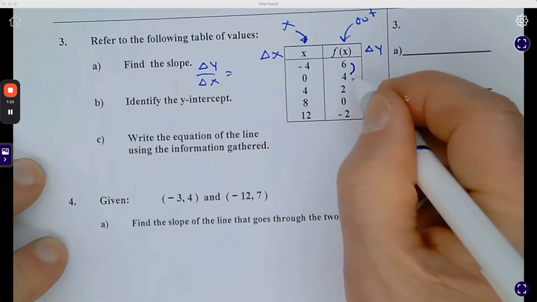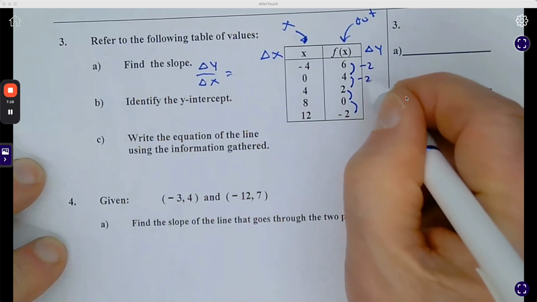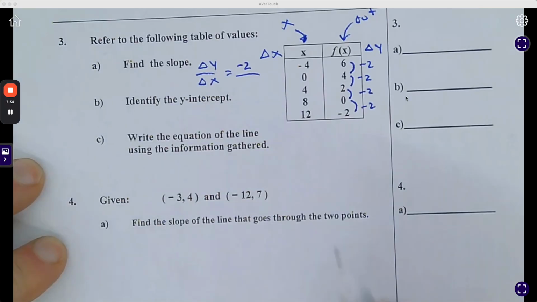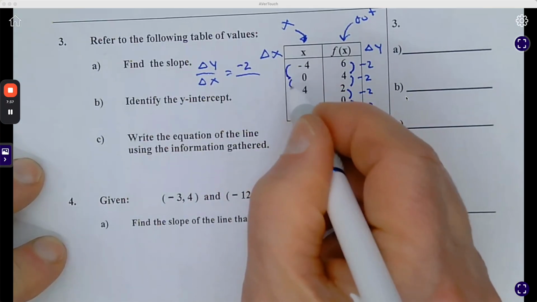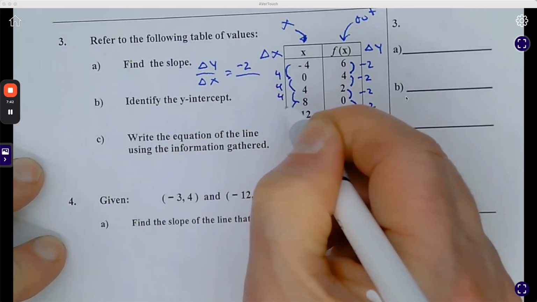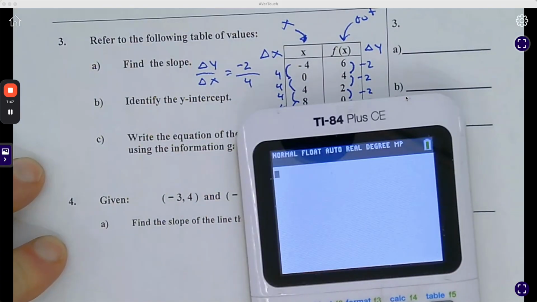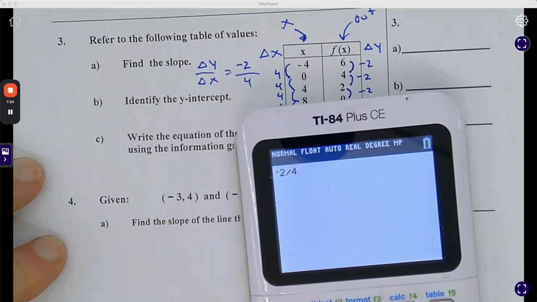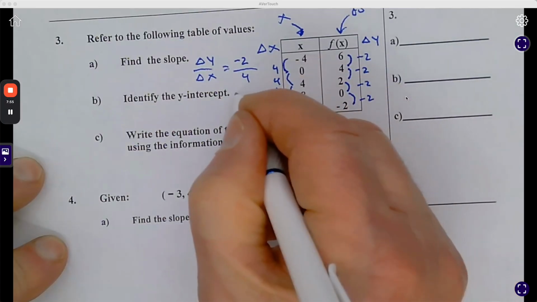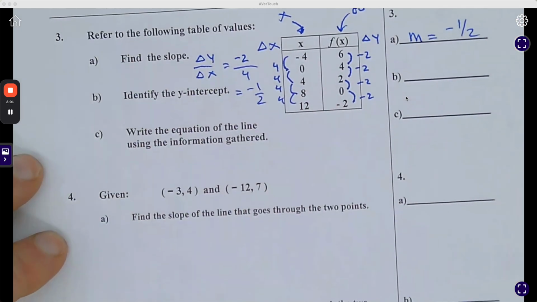How is this changing? From there to there, there to there, there to there, and there to there. Notice you're subtracting 2 every time. That is your change in y. How is the x changing? Go there to there, there to there, there to there. You're adding 4. So make sure you reduce that fraction, so always make sure that it's reduced. Negative 2 divided by 4. That gives me negative 1/2. Okay? So m equals negative 1/2.